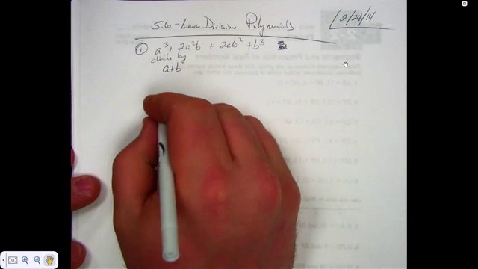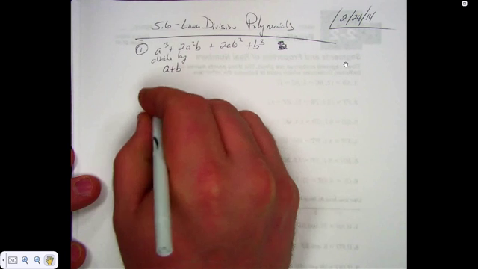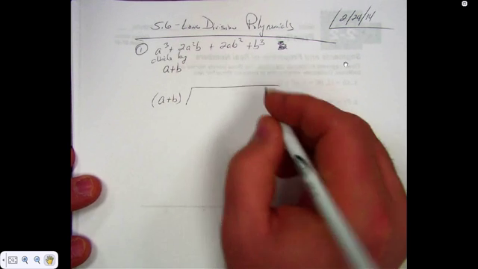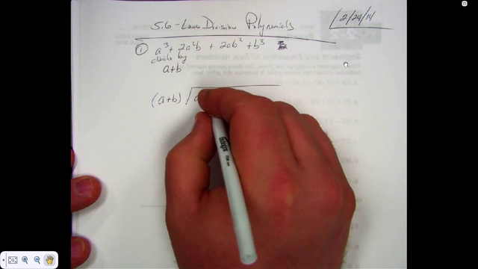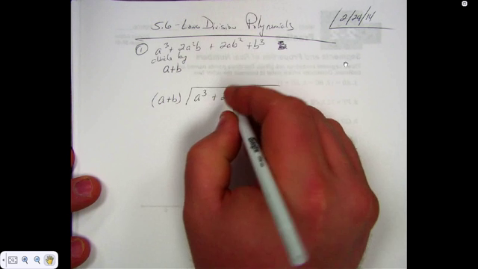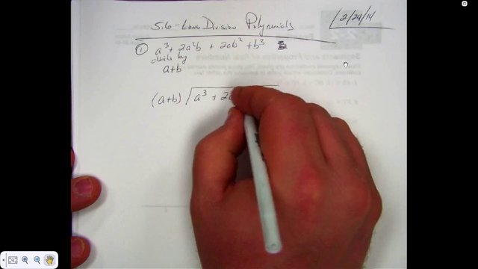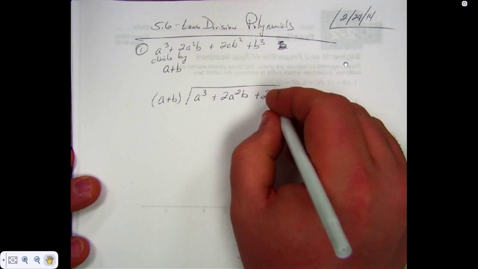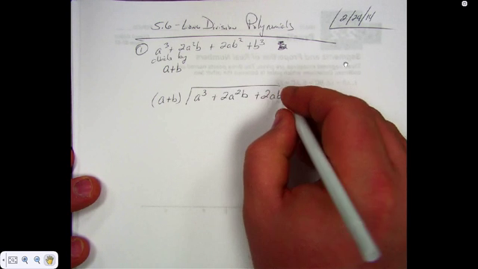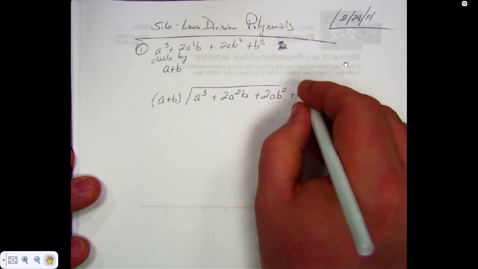So what we're going to do is write a plus b in parentheses, and then put an old-fashioned long division thing here. A to the third plus 2a squared b plus 2ab squared plus b to the third.